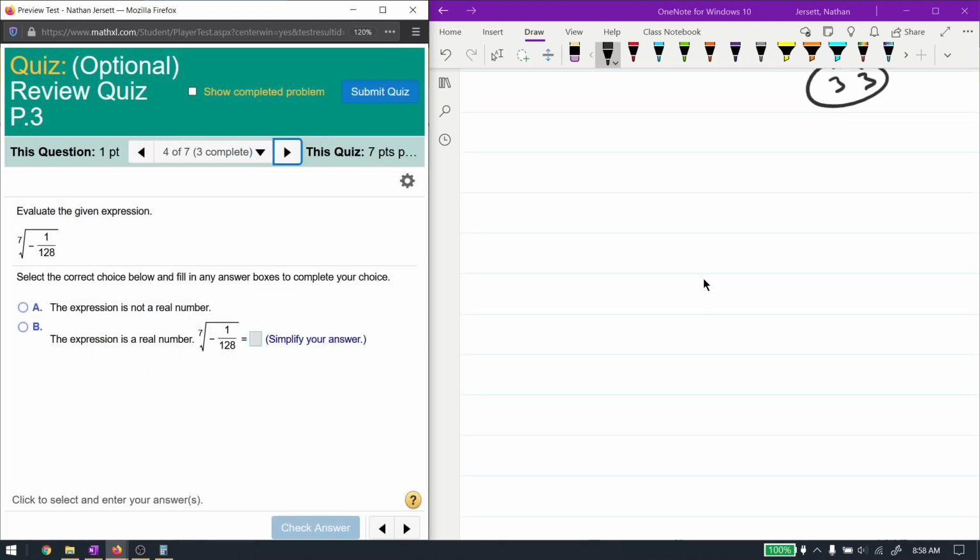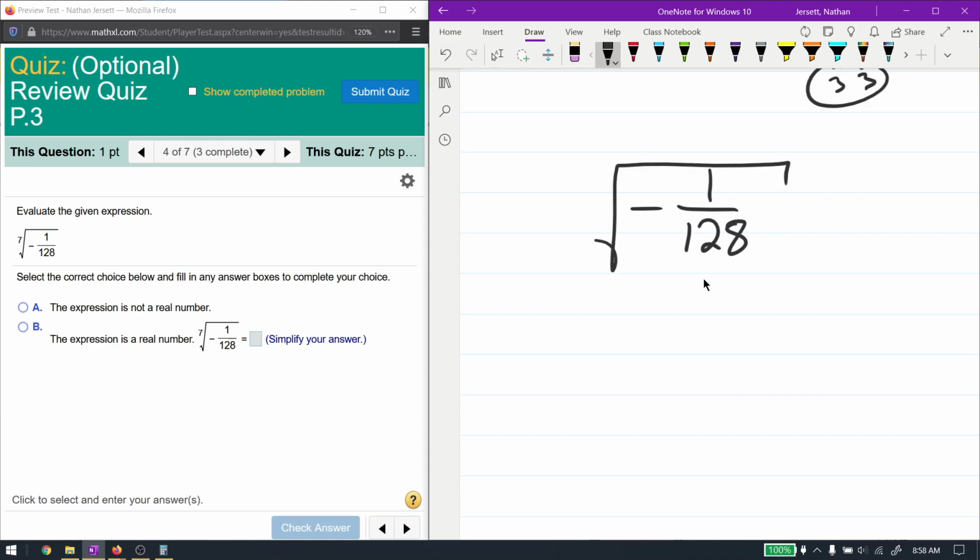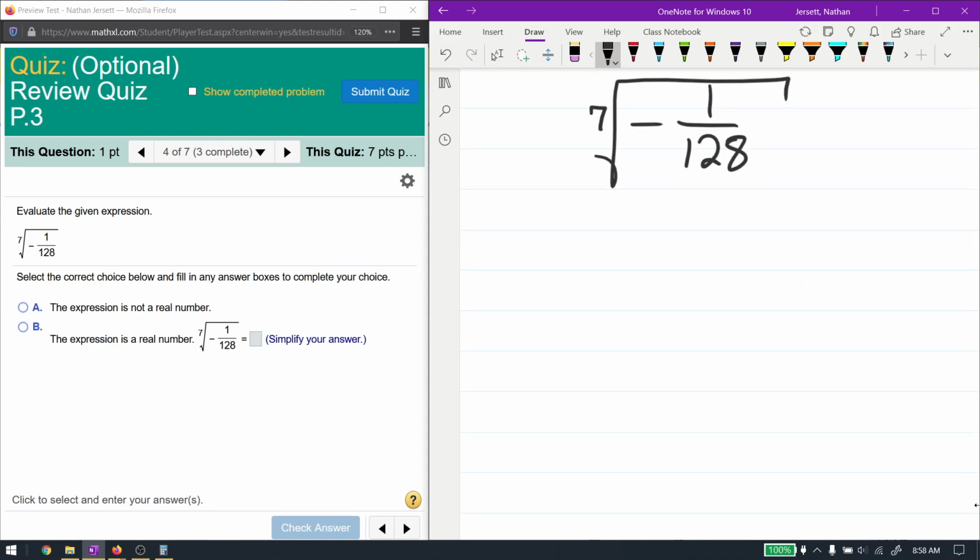So this one has the 7th root of negative 1 over 128. This is not a square root. This is a 7th root. And the 7th root is asking what thing times itself 7 times gives you negative 1 over 128. If you don't know, just break it up over the different parts. I can first notice that negative 1 over 128 is the same thing as negative 1 times this fraction. And I'm doing that because the 7th root of negative 1 is very easy to find.